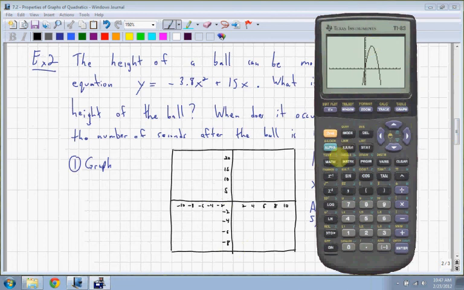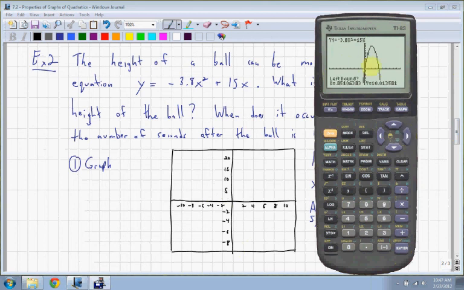So let's calculate this. The way to calculate this is I go second function, calculate, and I want to calculate the maximum. So I go down to maximum, and I hit enter. Then it brings up this question, left bound? Left bound means to the left of your maximum. So I know the maximum point is up at the top. To the left of it, I can just move my cursor, right? You can see you can move your cursor around.